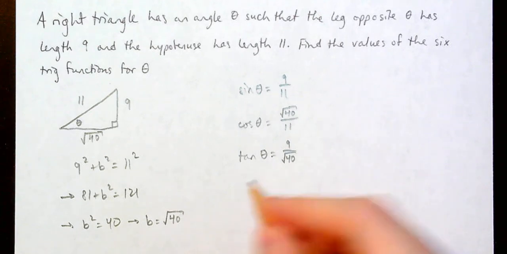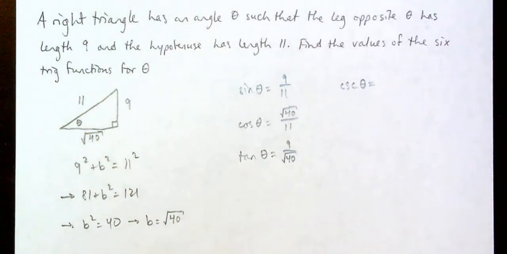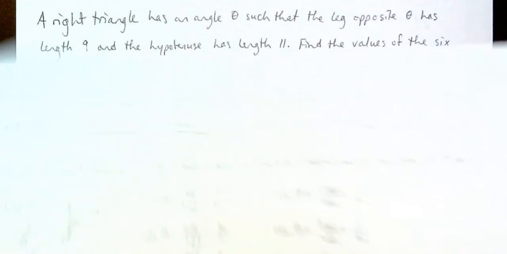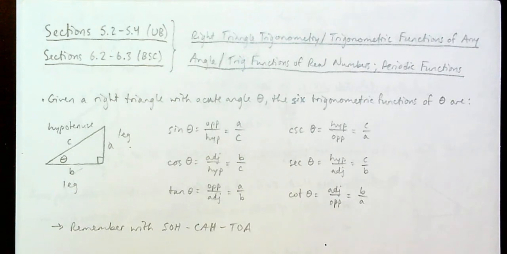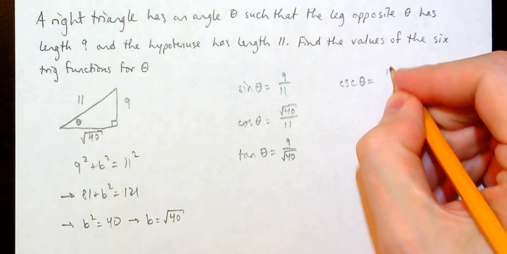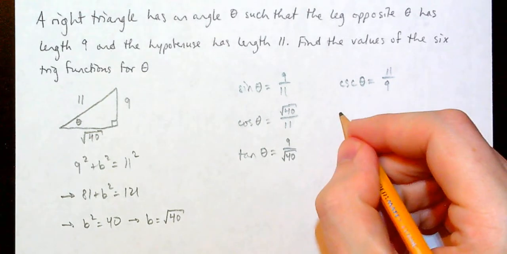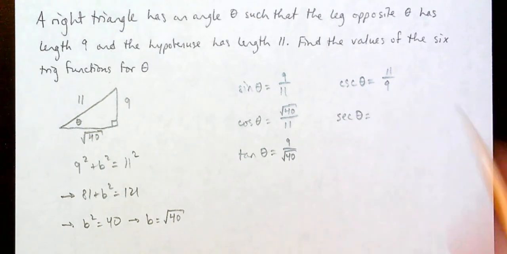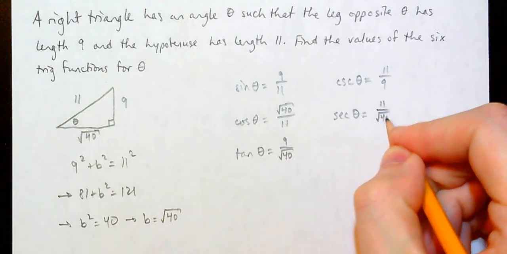Then we have cosecant. And again, referring back to the previous page, we said that to get cosecant, we can just take sine and flip it. So top becomes bottom, bottom becomes top. So cosecant theta is 11 over 9. Secant theta, again, to get secant, we take cosine and we flip it. So it's going to be 11 divided by the square root of 40.